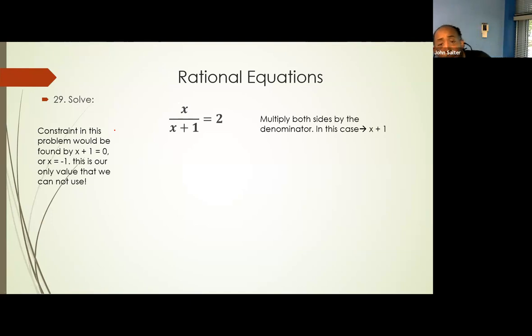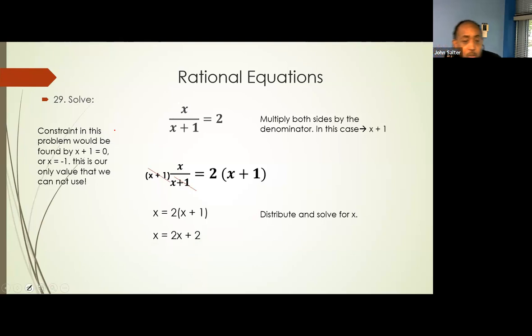So multiply both sides by the denominator, get rid of that fraction. When I do it on the left-hand side, those things cancel. On the right-hand side, I have something I can use some distributive on. So I get x equals 2x plus 1, or x equals 2x plus 2. Subtract by 2x on both sides, I get negative x equals 2. If I divide both sides by negative 1, I see that x is equal to negative 2.